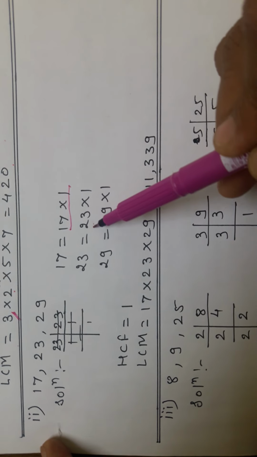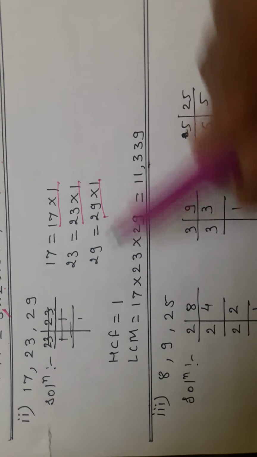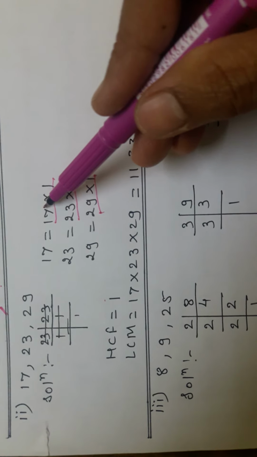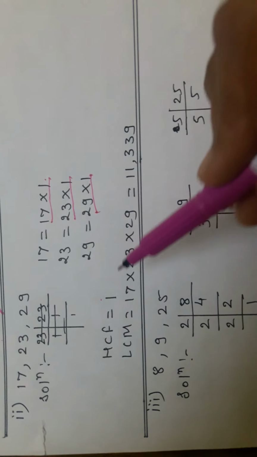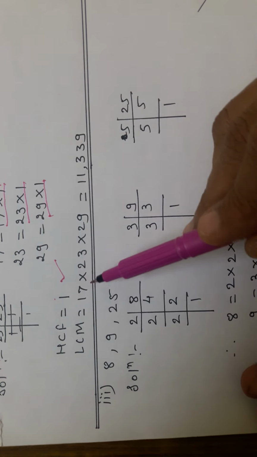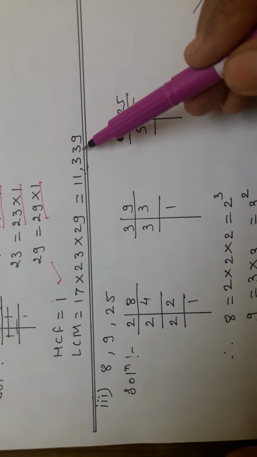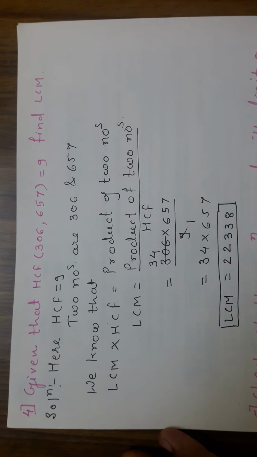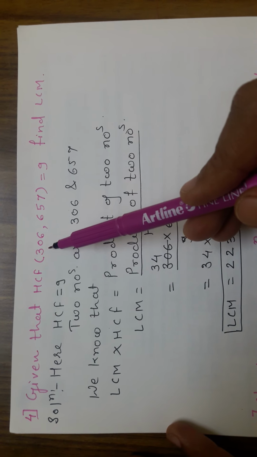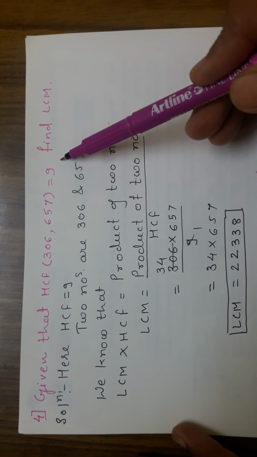17 into 1, 23 into 1, and 29 into 1. Therefore HCF is 1, because there is nothing common; only 1 is common. That's why the HCF of these numbers is 1. And LCM is nothing but 17 into 23 into 29, that is 11,339.